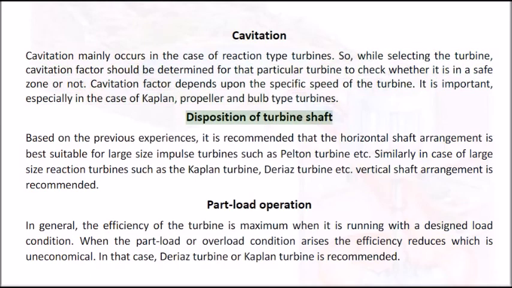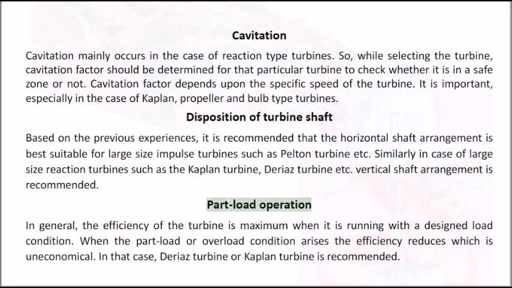Disposition of turbine shaft. Based on the previous experiences, it is recommended that the horizontal shaft arrangement is best suitable for large-size impulse turbines such as Pelton turbine, etc. Similarly, in case of large-size reaction turbines such as the Kaplan turbine, Francis turbine, etc., vertical shaft arrangement is recommended.